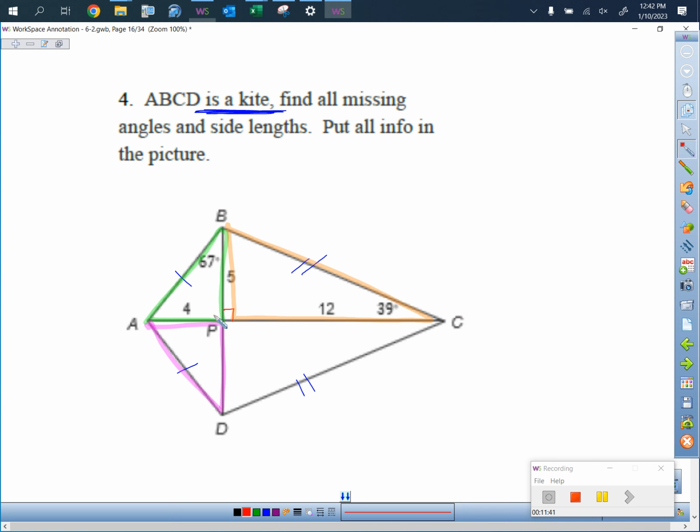So here's an obvious one. How much is this guy right now? 90. Same with this one, it is 90. Same as that one, 90. Cool. Use the green triangle now. Let's pick on that green triangle. Here's the 90. This one is 67. Could you find this third angle in that triangle?